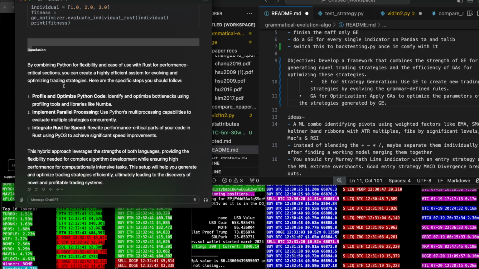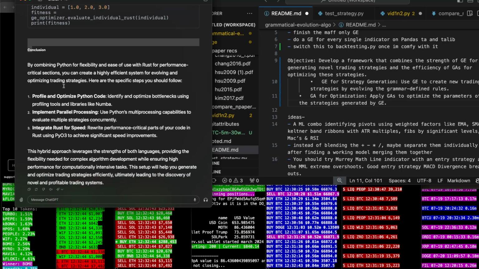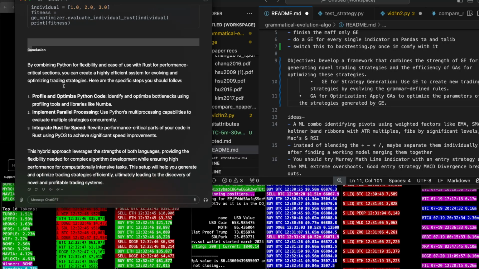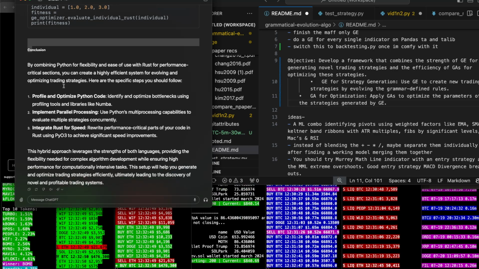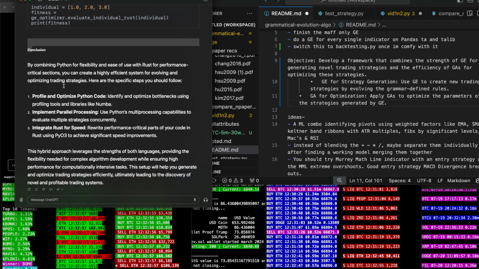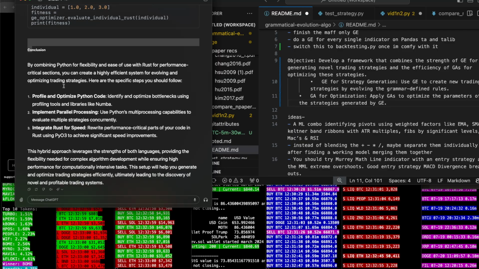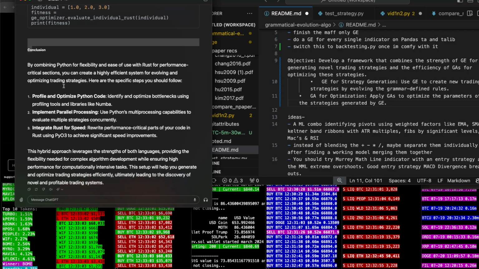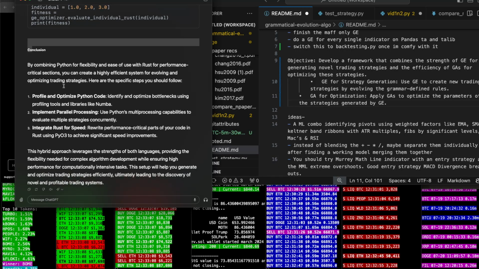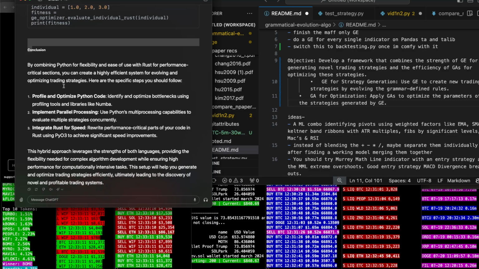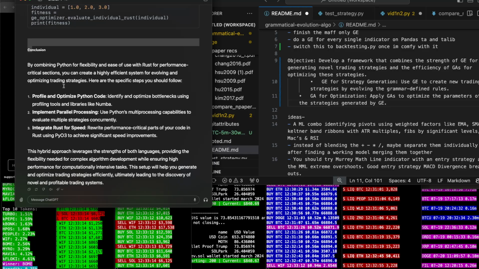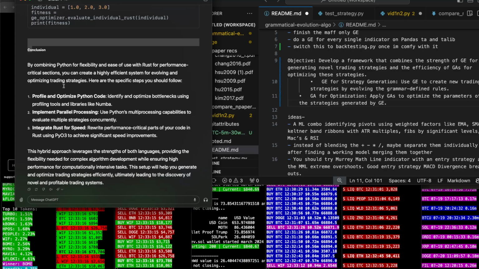Here are the specific steps you should follow. Profile and optimize Python code: identify and optimize bottlenecks using profiling tools. Implement parallel processing: use Python's multiprocessing capabilities to evaluate multiple strategies concurrently. Integrate Rust for speed: rewrite performance critical parts of your code in Rust using PyO3 to achieve significant speed improvements. This hybrid approach leverages the strengths of both languages, providing the flexibility needed for complex algorithm development while ensuring high performance.